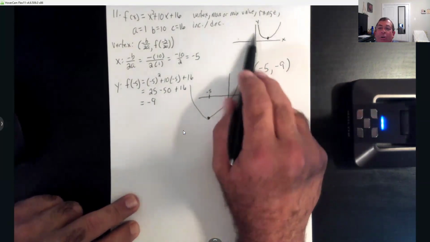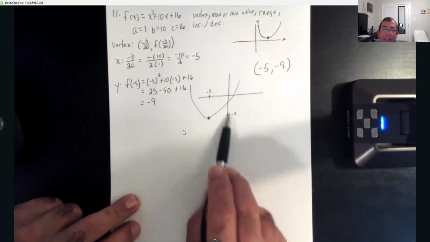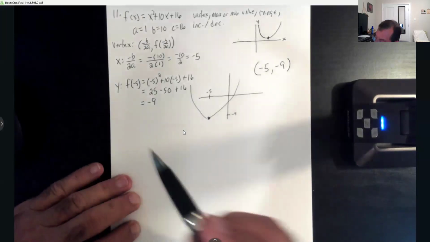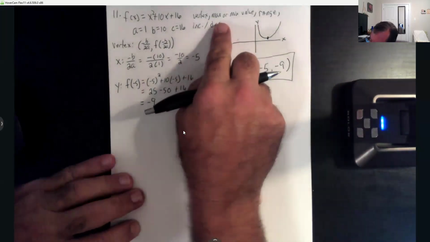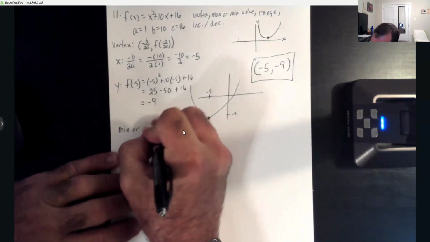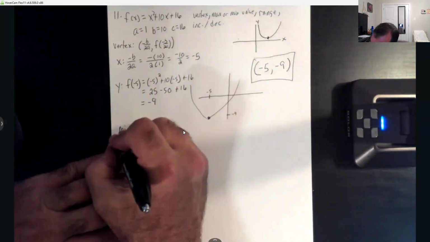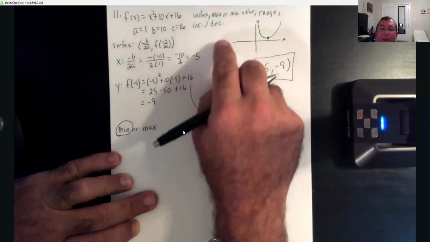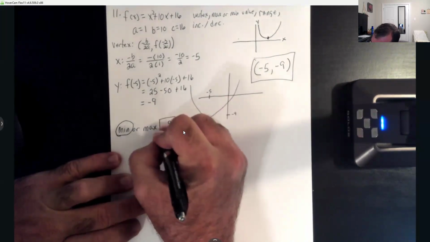So I was just drawing this to show you that it had a minimum for sure. Right here is where it actually is, over here at negative 5, negative 9 is my vertex. So the vertex we got right here. They want a min or max value. Well, we know it is a minimum because A was positive. So you got a minimum value, and the minimum value is the y value, which is negative 9.